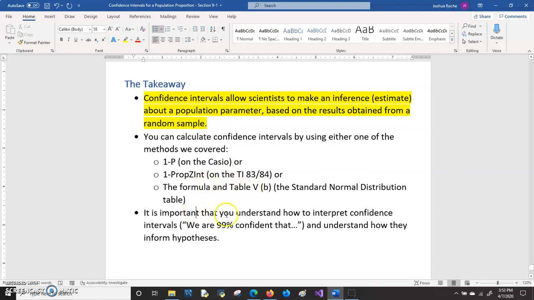And the last takeaway is that it will be important to understand how to interpret confidence intervals and also understand how they inform hypotheses. That will come up in the homework and on quizzes and tests, so you want to make sure to be comfortable with just understanding the meaning of confidence intervals. And that concludes our lesson on section 9.1.